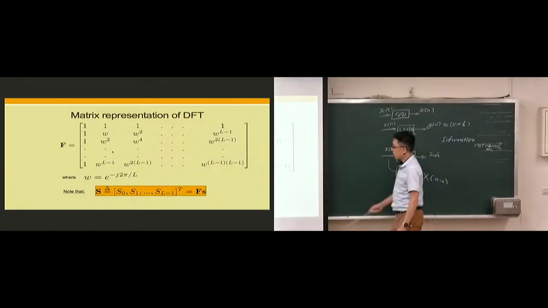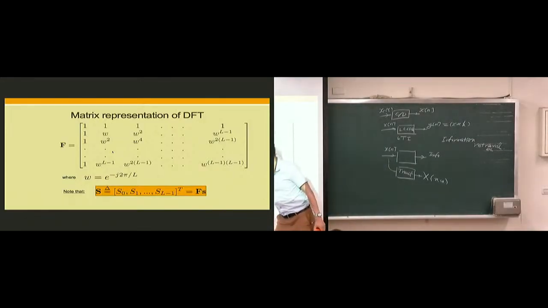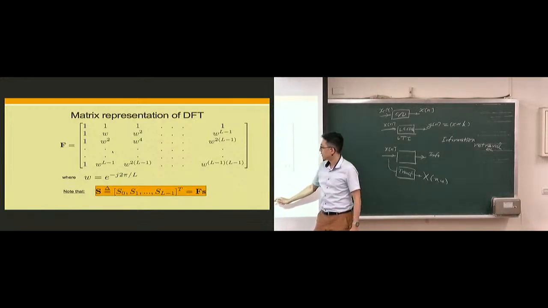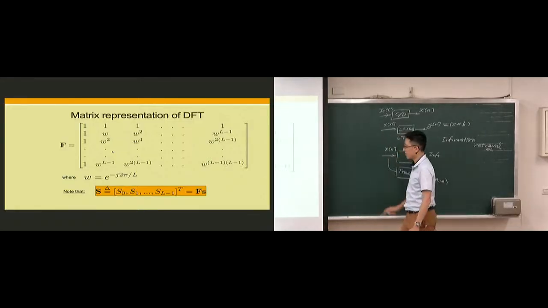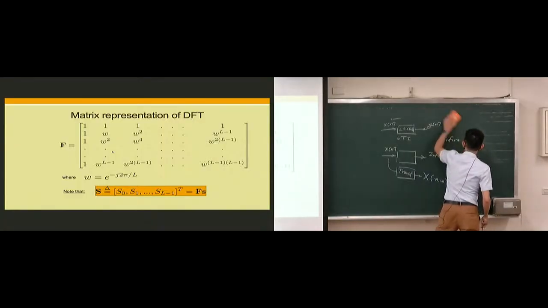So let's take a look. If small s is in time, big S is in frequency, defined as the L samples in the frequency domain, also a column vector, then we can construct a matrix, and you can check that this is correct.